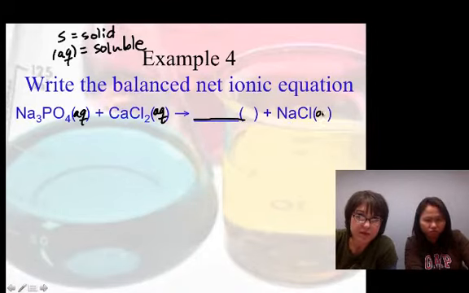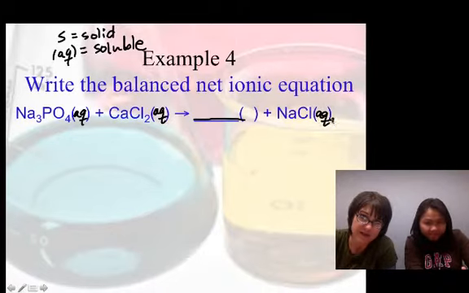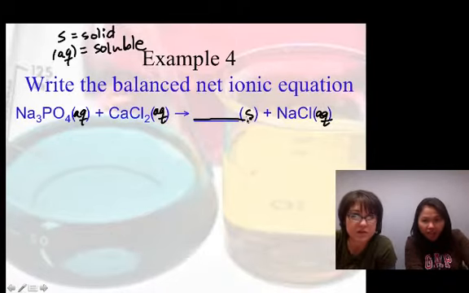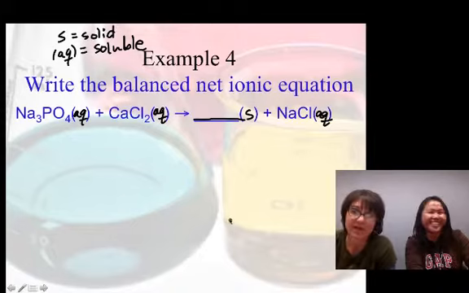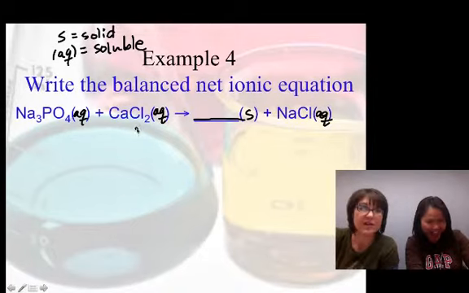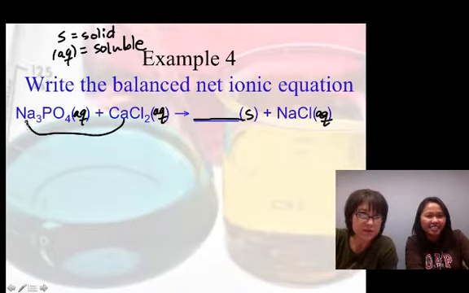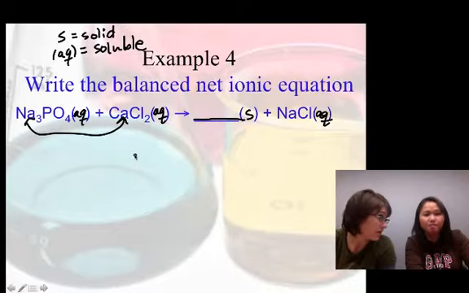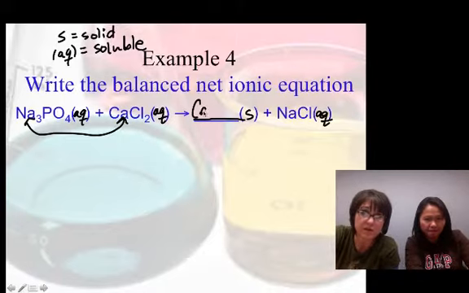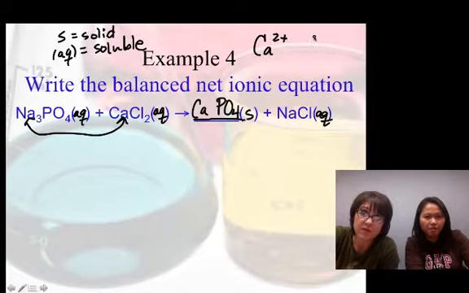Now I don't know what goes here, but let's figure it out. If I have NaCl, not a precipitate, so this must be a solid. Let's see if we get something solid. So switch partners. Calcium is going to take the partner of sodium, so I get calcium with phosphate. But be super careful. Calcium is a 2+. Phosphate is a 3-.